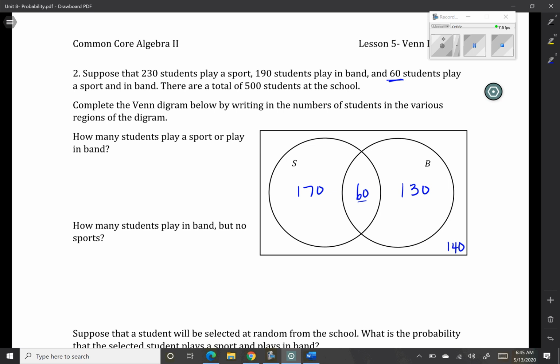So how many students play either a sport or are in the band? You can add up these three numbers, 170, 60, and 130. That's going to give you 360 students. Or you could have said there's 500 total students, 140 play neither, so we can subtract those as well. How many students play in the band but not sports? That would be 130. Again, basic Venn diagram stuff here.